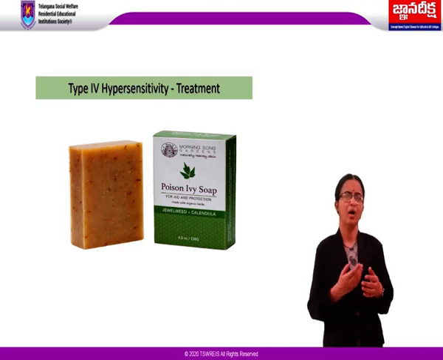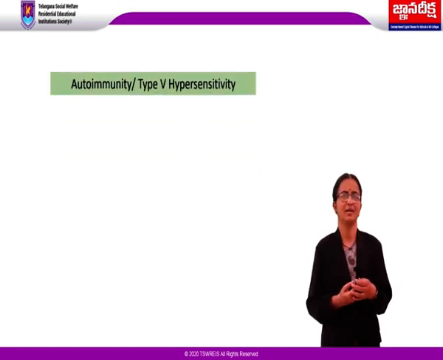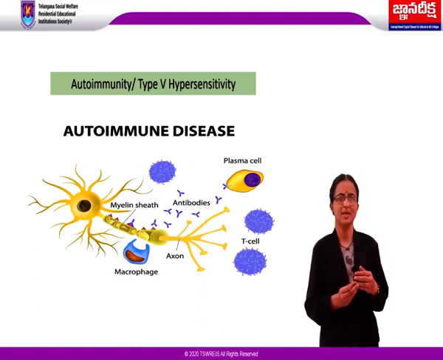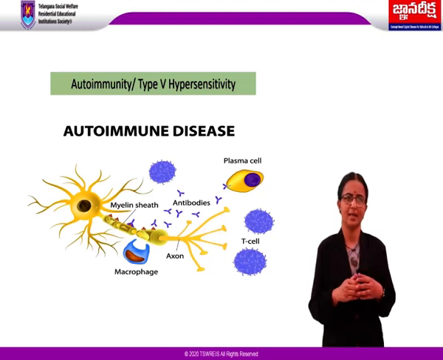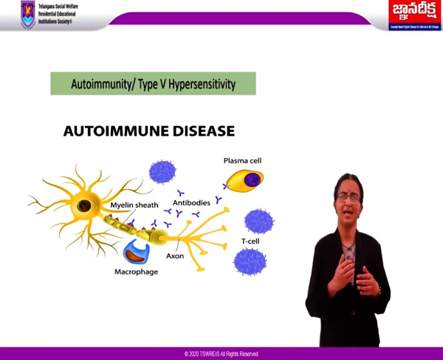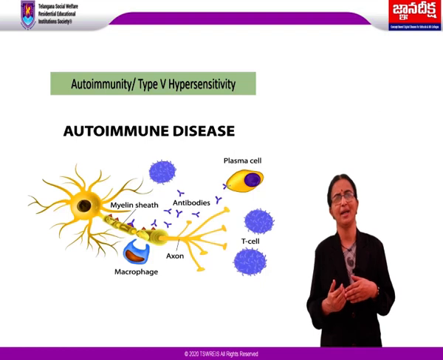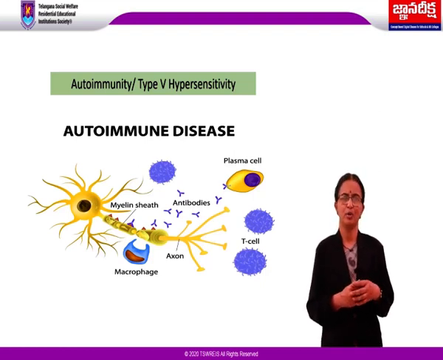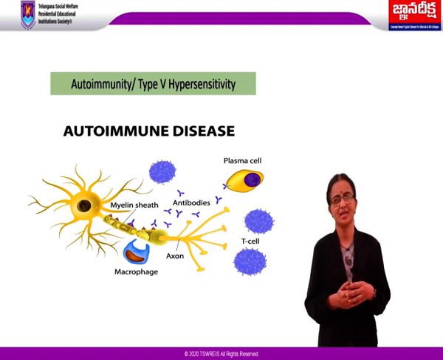Another one, autoimmunity, has been considered as type 5 hypersensitivity. Auto means self. This was predicted by Paul Ehrlich as horror autotoxicus, meaning fear of self-poisoning. This is mediated by IgG or IgM antibodies. Examples of autoimmunity are Hashimoto's thyroiditis, Graves' disease, myasthenia gravis, etc.